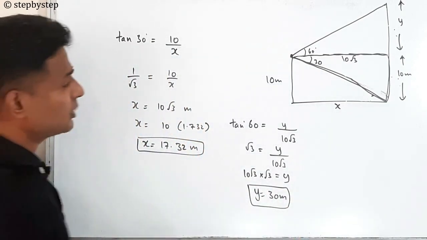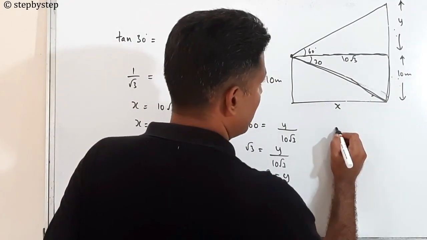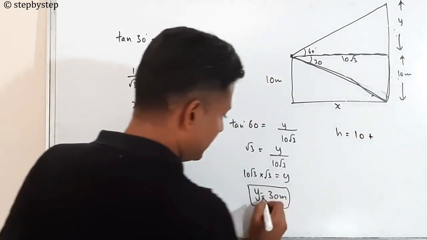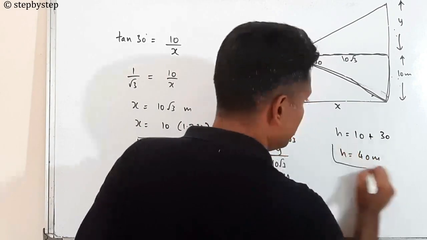But what have they asked us to find? Height of the hill. Height of the hill is from here to here. So the height of the hill is 10 plus y, that is 30. So we get the height of the hill as 40 meters.